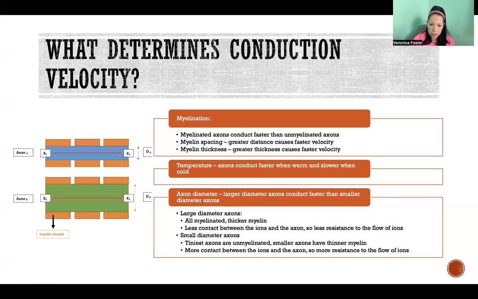So in larger diameter axons, there's less of that resistance, which causes a considerably greater conduction velocity. In smaller diameter axons, there's a lot more resistance because there's more friction and more interaction between the ions and the axon. And so that causes a considerably slower conduction velocity.